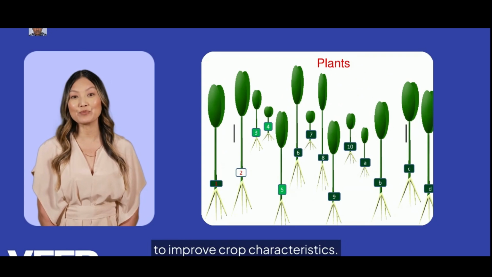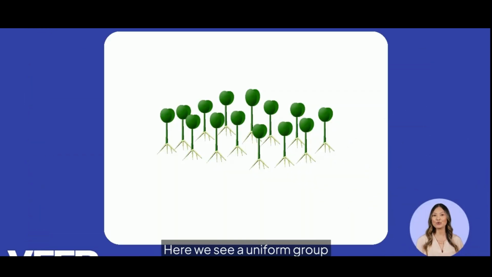This diagram illustrates the diversity of plant phenotypes within a population, highlighting the importance of selecting the best candidates for breeding to improve crop characteristics. Here, we see a uniform group of plants representing the outcome of successful selection processes where desirable traits have been consistently bred into the population.